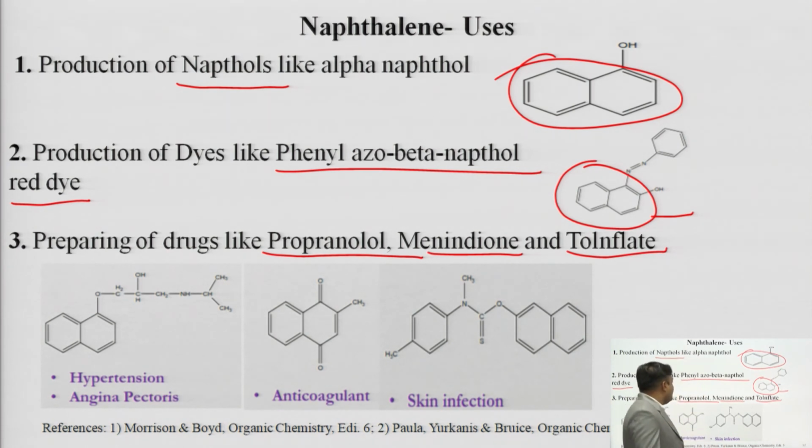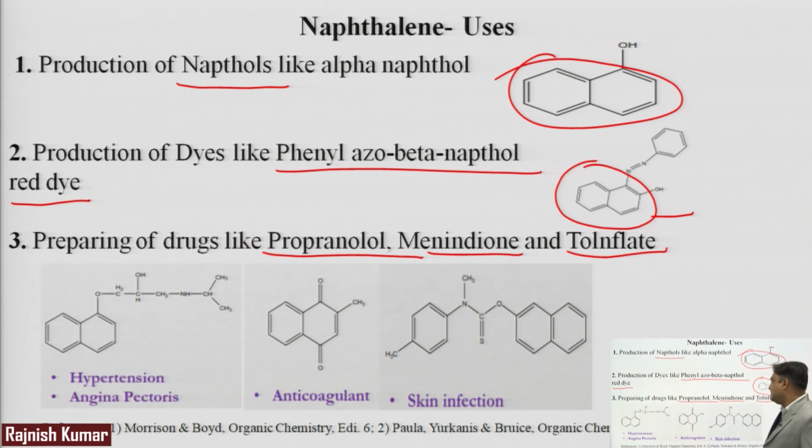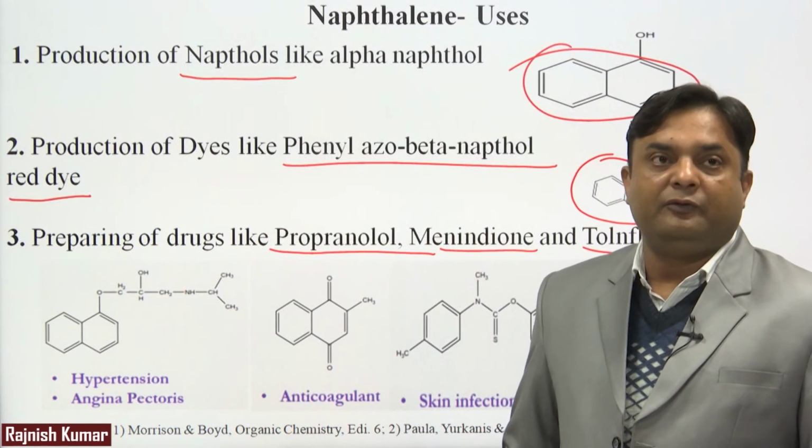Then it is also used for the preparation of many drugs, out of which the important ones are propranolol, menadione and tolfenate, which are used for hypertension, angina pectoris, anticoagulant and skin infections respectively. So, I am hoping that this information is very useful for you and you will use it for your exam preparation.